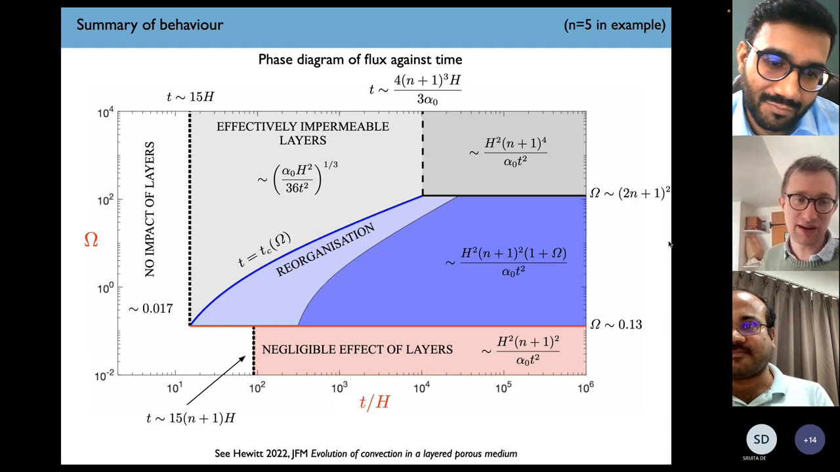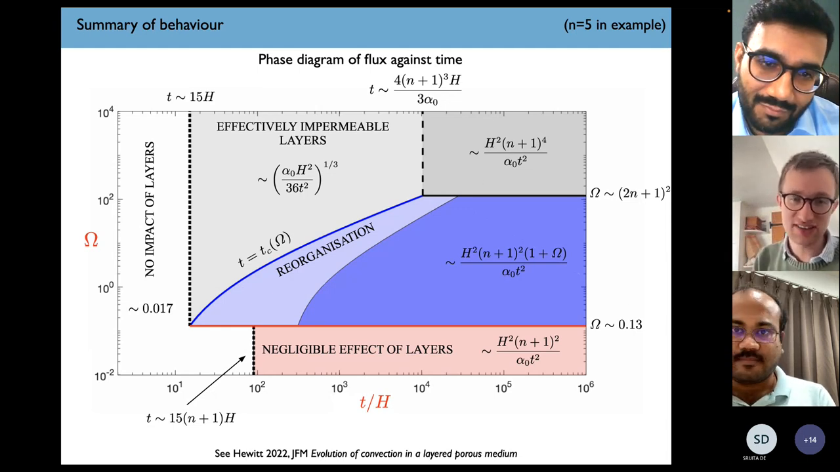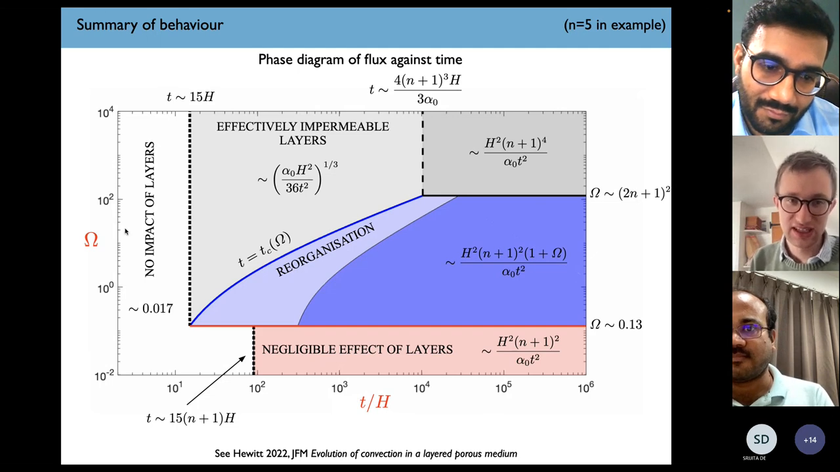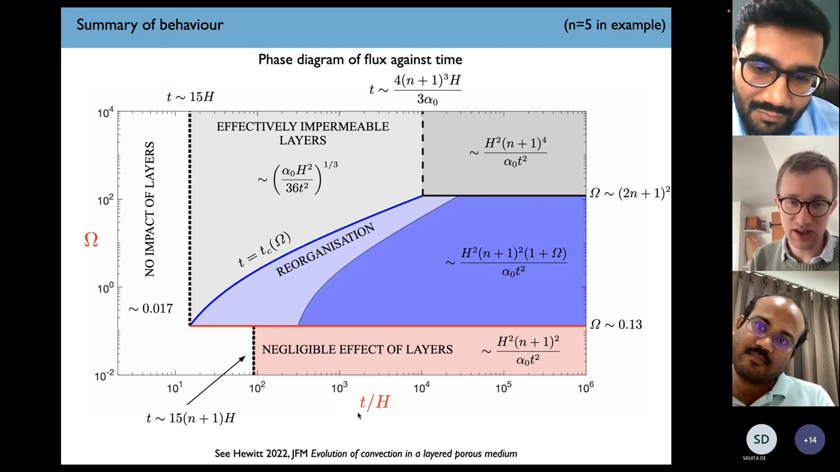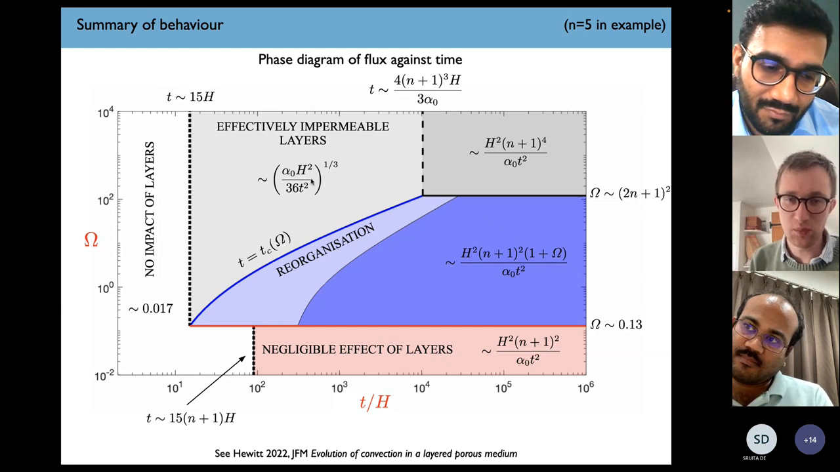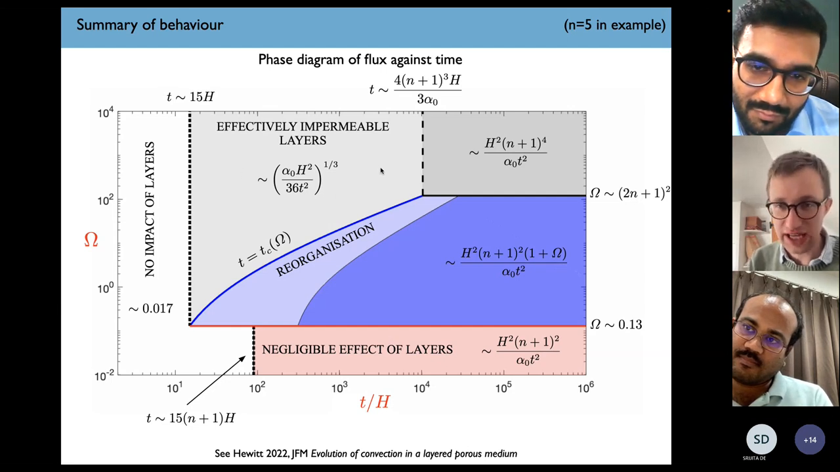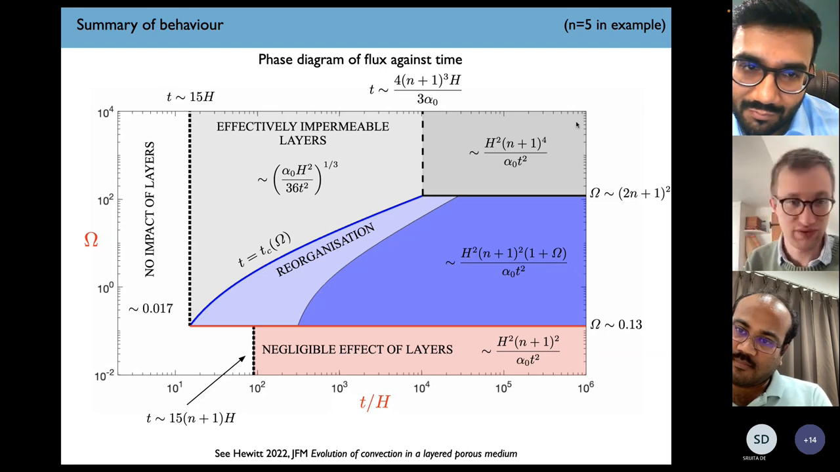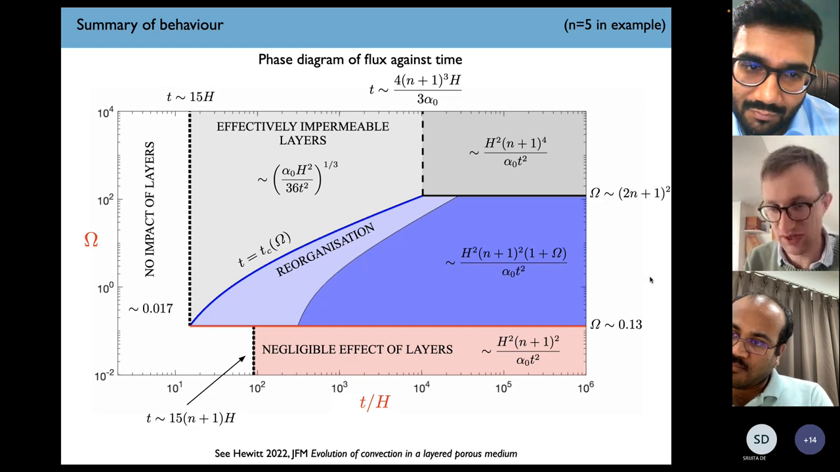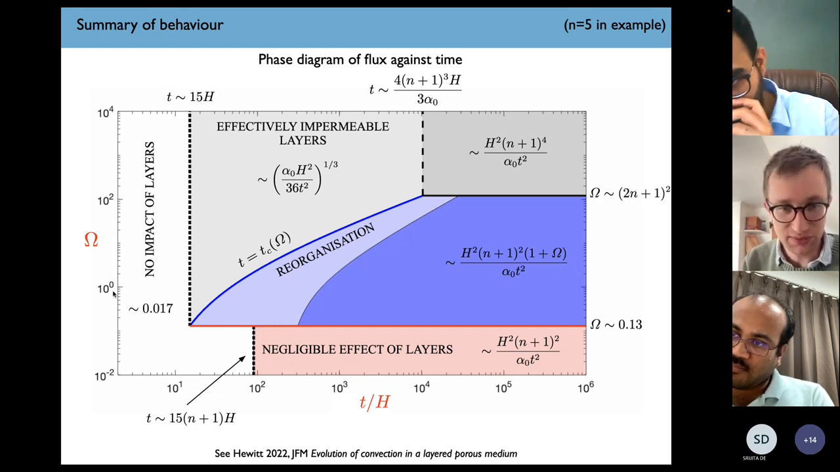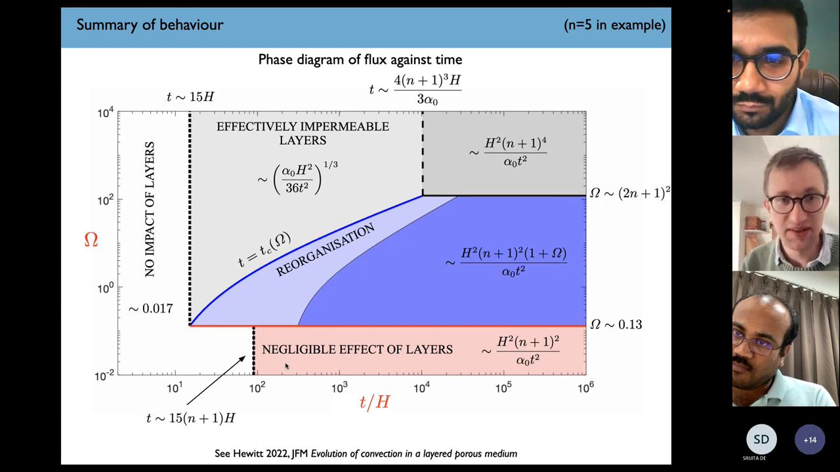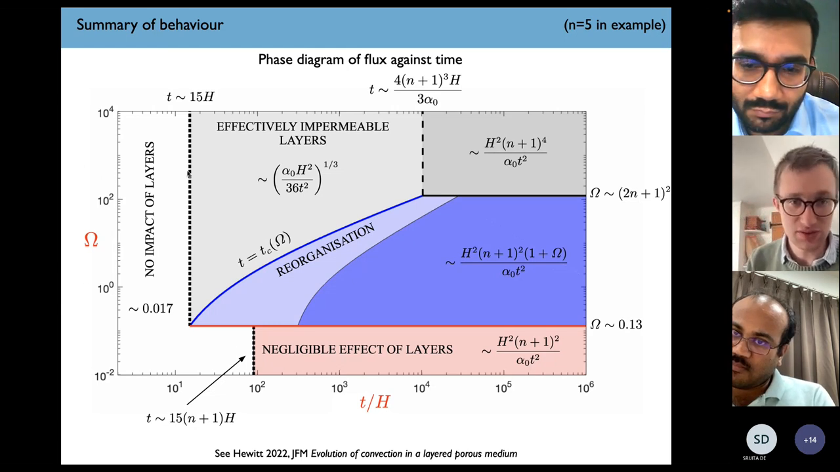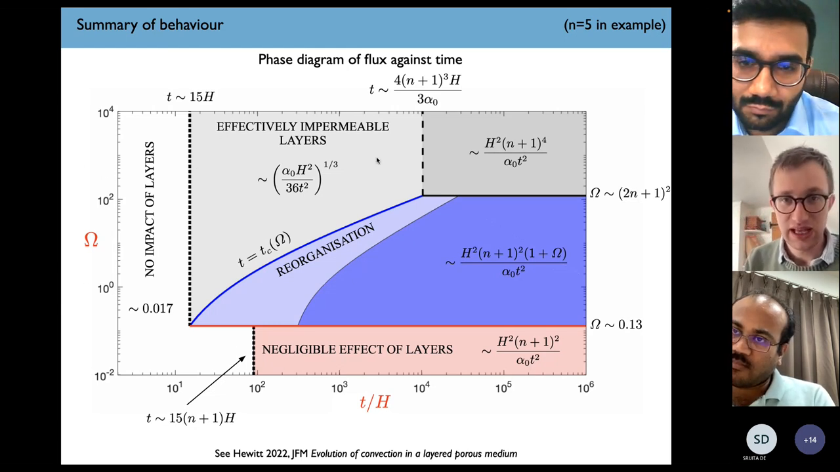This is a diagram of omega against t, so time, and this is the impedance on the vertical axis. You can ask at any point on this diagram what regime the flow is in, and what is the relevant scaling for the flux at that point. And you can identify what all the scalings are, and I've written them all out. But you can see that if omega is small enough, the layers never do anything. If omega is big, then they do something after some time.